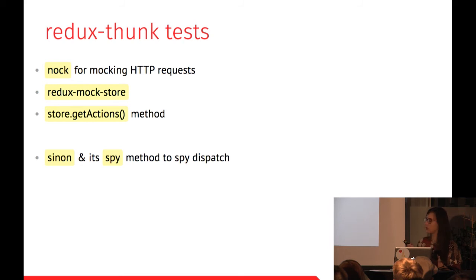And we can use the store's getActions method to verify which actions were dispatched. I also found an example of testing redux-thunks with Sinon and its spy method that, for example, allows us to spy on dispatch methods and on actions that were dispatched. At the end of this presentation, I'm including links, so if any one of you would like to take a look, I encourage you.